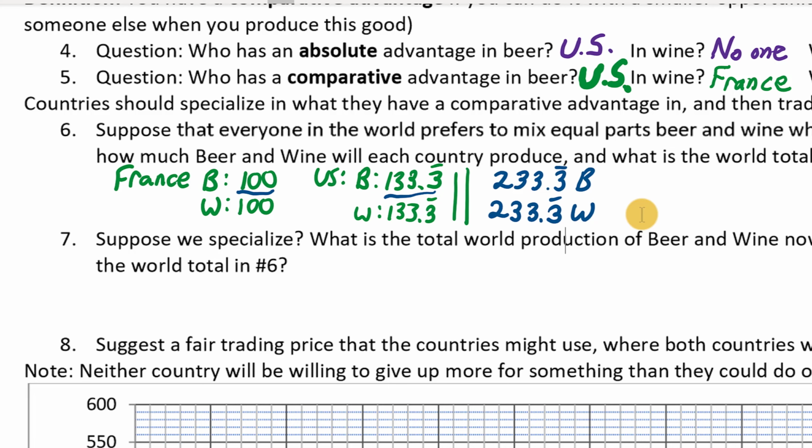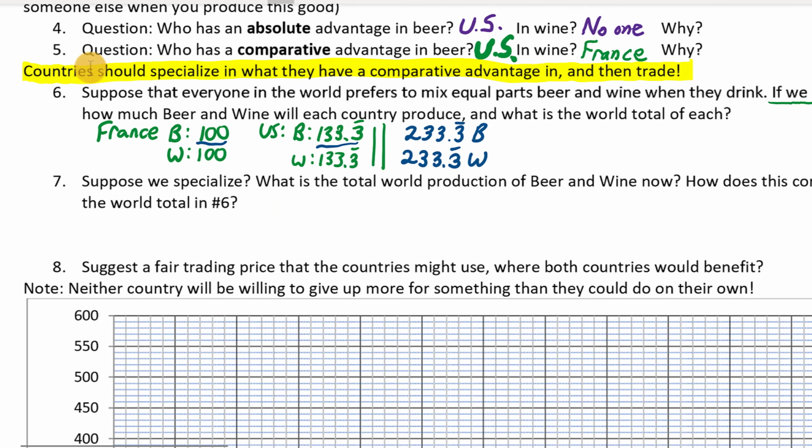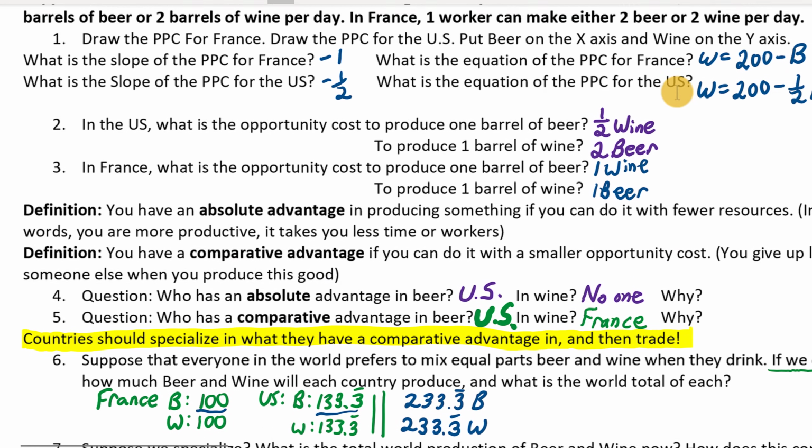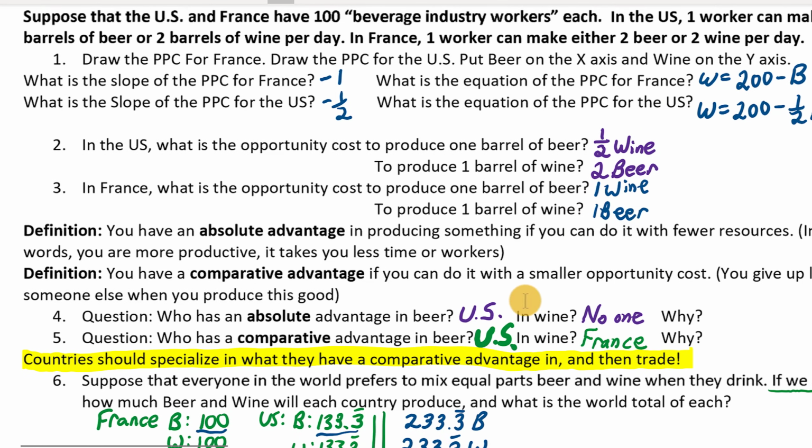Now, let's look at specialization. So as we said before, countries should specialize in what they have a comparative advantage in and then trade. Let's look back at the numbers. Since we said that the United States has a comparative advantage in making beer, why? Because every time the United States worker is assigned to make 1 barrel of beer, we, the world, are only giving up the ability to produce 1/2 of a barrel of wine.